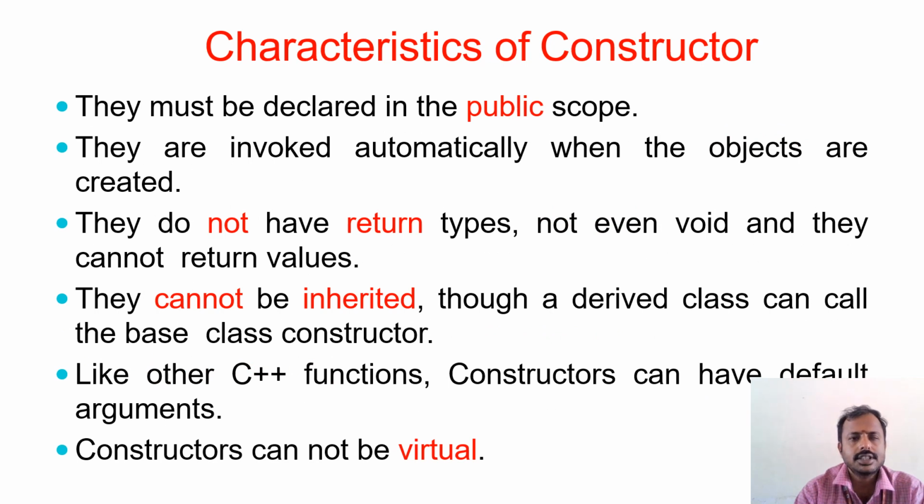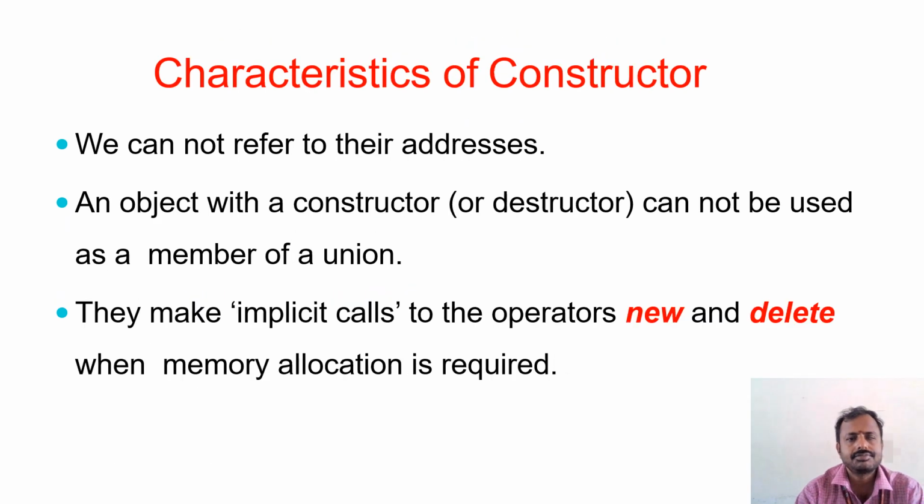So there are a lot of characteristics of the constructor. We must declare the constructor as public, and it will be invoked automatically. The constructor does not return any values to the invoking program, the constructor can't be inherited, and the constructor can't be a virtual function. So we cannot refer to their addresses. We cannot, with the help of a pointer, get the address of a constructor. They may make implicit calls through the operators new and delete.